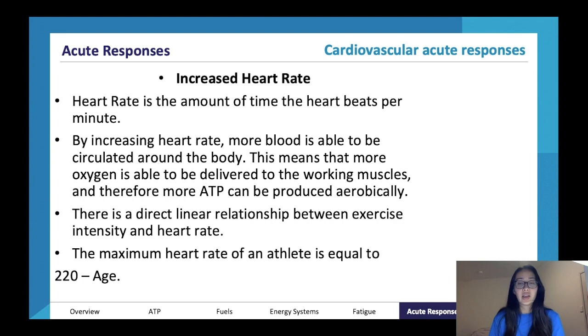There's a direct linear relationship between exercise intensity and heart rate. Hopefully you'll recognize this. You run harder, your heart rate increases. And it increases to about a maximal rate of 220 take away your age. Okay?